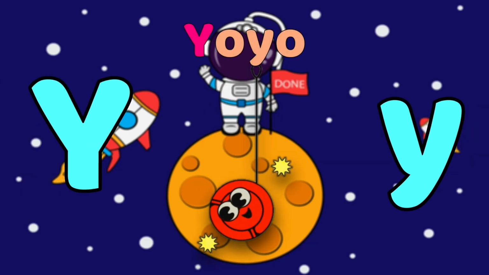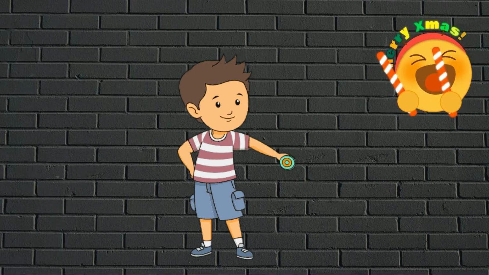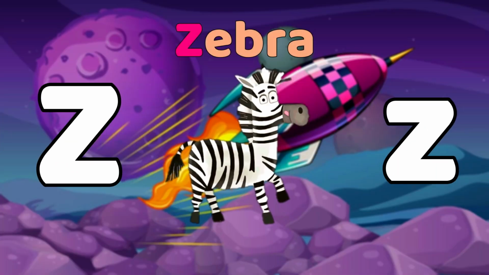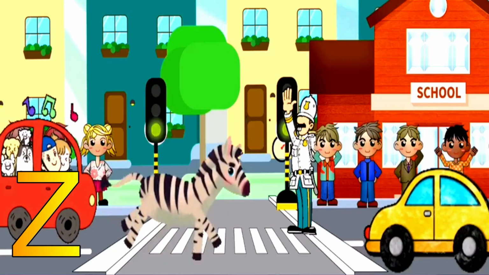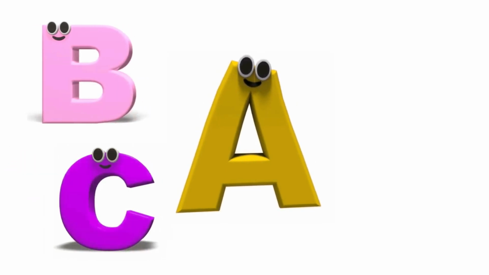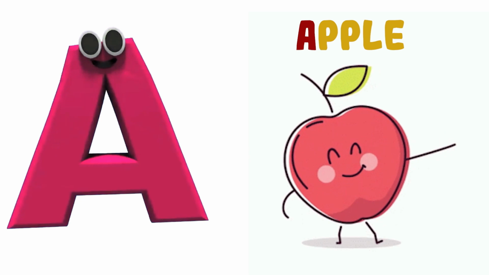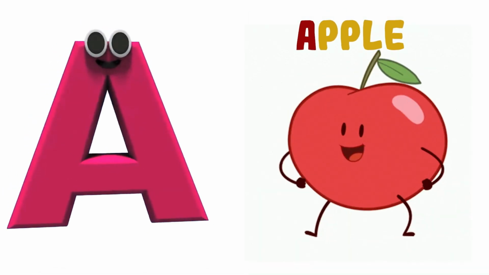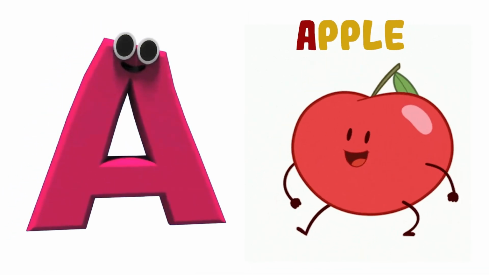Y is for yo-yo, yo-yo, yo-yo. Z is for zebra, zebra, zebra. Do it again. A is for apple, apple, apple.